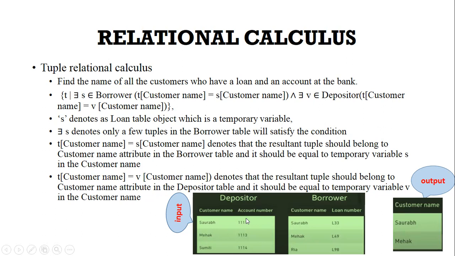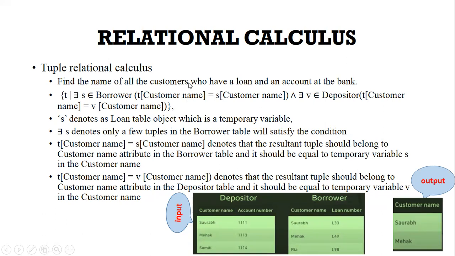Two tables have been used here. One is depositor, another one is borrower. Depositor means the person who is having an account in that particular bank, and the borrower means the person who is having a loan account at the particular bank. So here we will be using the existential quantifier. S is an element of borrower. T of customer name. We are going to display only the customer name. That is what we require.